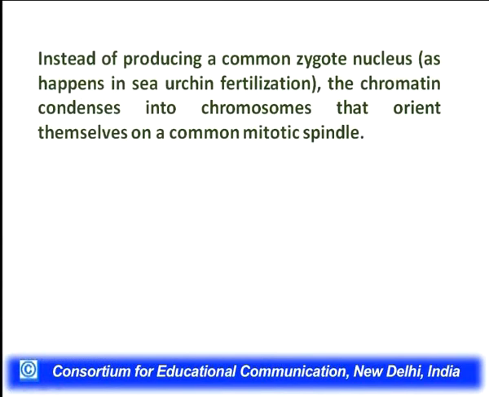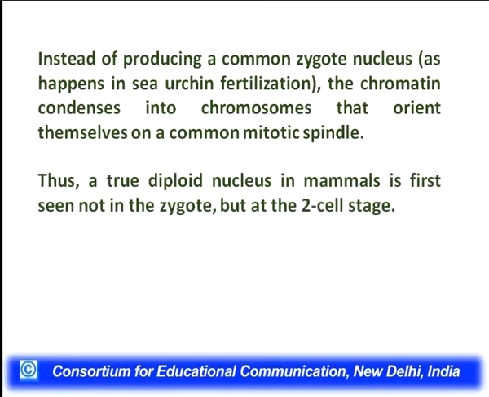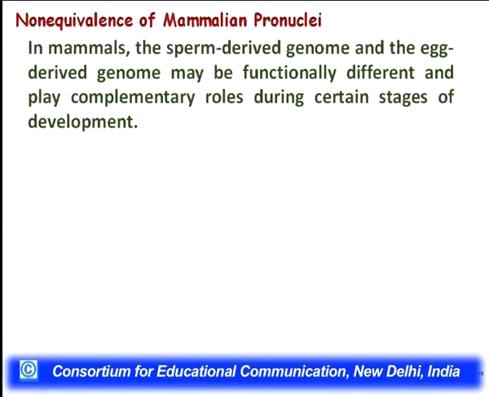Now instead of producing a common zygote nucleus as happens in sea urchin fertilization, the chromatin condenses into chromosomes that orient themselves on a common mitotic spindle. So right now the breakdown of the nuclei takes place, but the zygotic nucleus is not formed until the two cell stage. Before that, there is the condensation of the chromosomes that orient themselves on a common mitotic spindle, and there is no nuclei formation until the two cell stage in the case of humans.